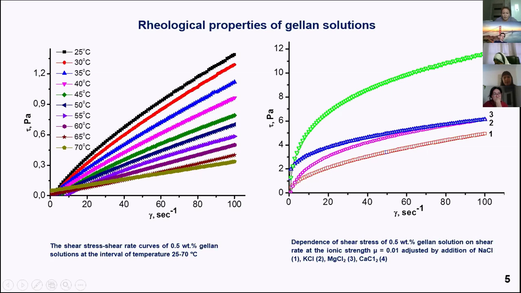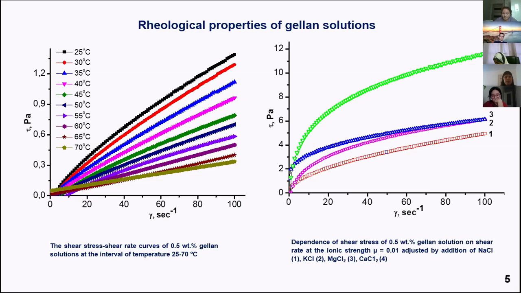The step-by-step transformation of gellan solution from pseudoplastic behavior to Newtonian may be explained by melting of the double helix structure of gellan and formation of gellan macromolecules in random coil conformation at higher temperature. And the pseudoplastic behavior of gellan can be successfully applied in the formulation of ophthalmic preparations as a thickening and gelling component.